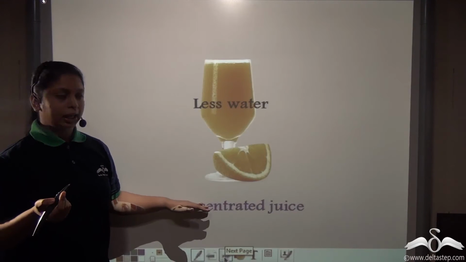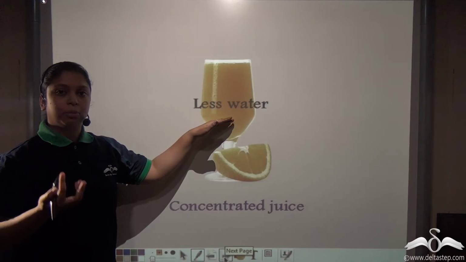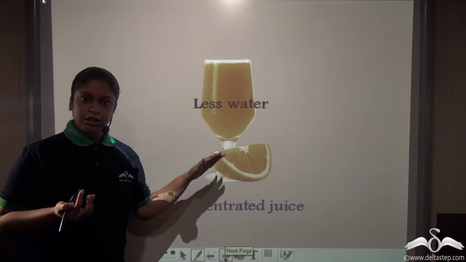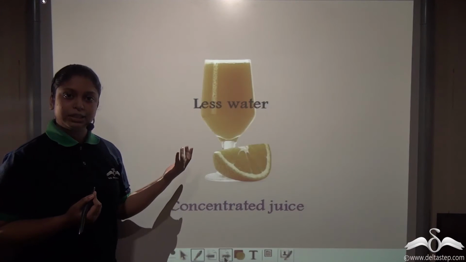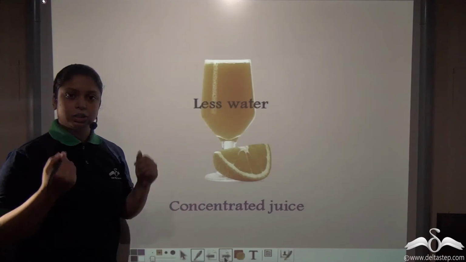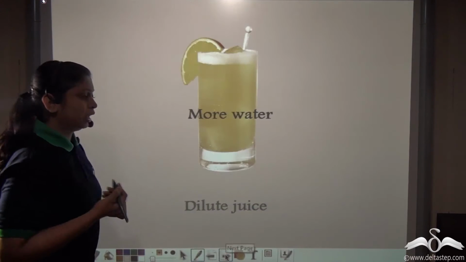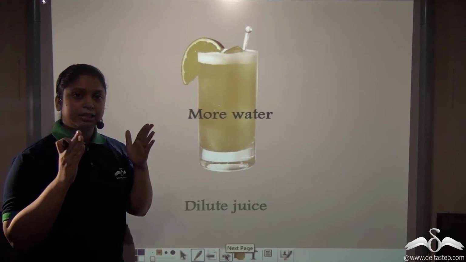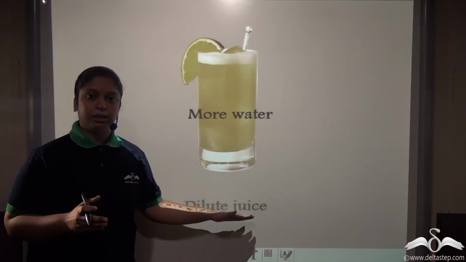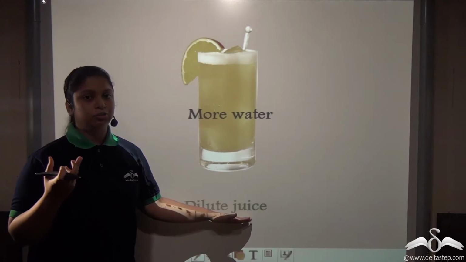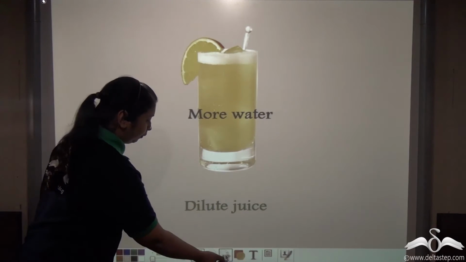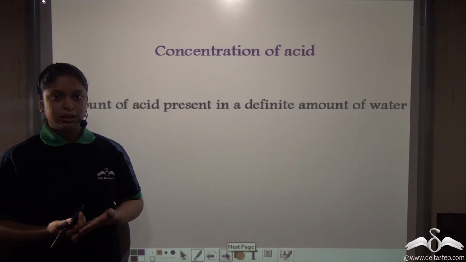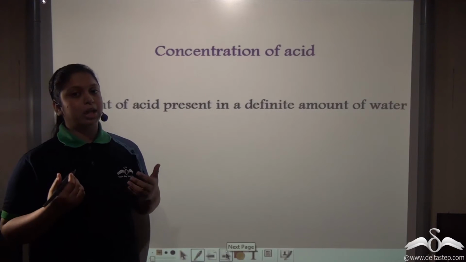So now you know that when less water or less amount of solvent is mixed to the orange juice, you get a concentrated juice. So the orange juice is the solute in this case and water is the solvent. Similarly, you add more water, you get more amount of solvent, less amount of solute, so you get a dilute juice or a juice whose concentration is low. So now you know about concentrated and dilute solutions. So let's learn something about acids.